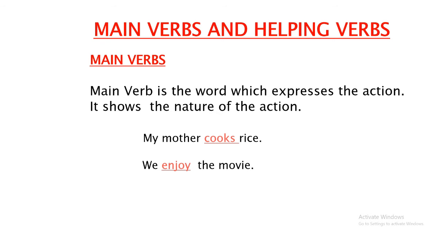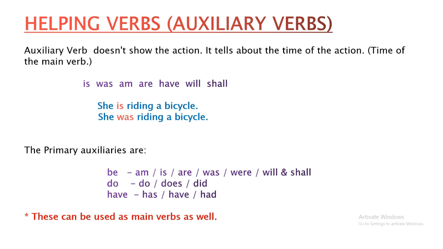It is very easy to find the main verb. Now we will see what the helping verbs are. Helping verbs, or we call them auxiliary verbs. These auxiliary verbs do not show the action. Now we learned main verbs show the action, but auxiliary verbs do not show the action. They tell you the time of the action.